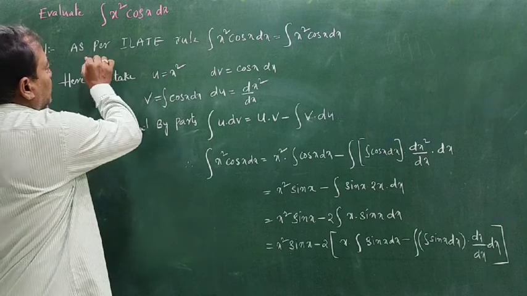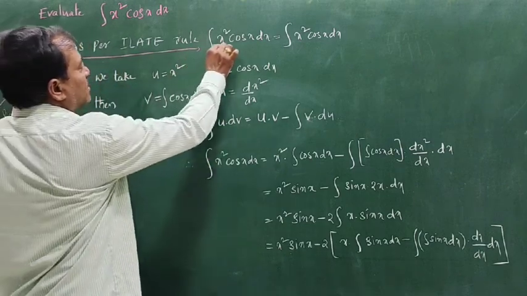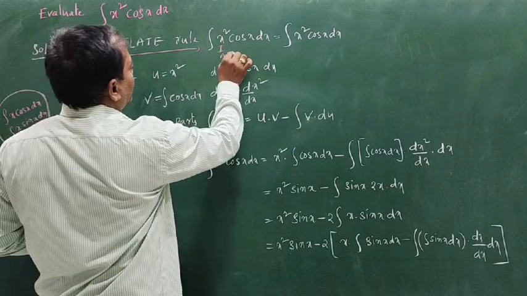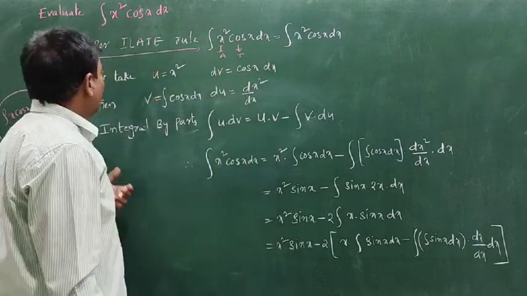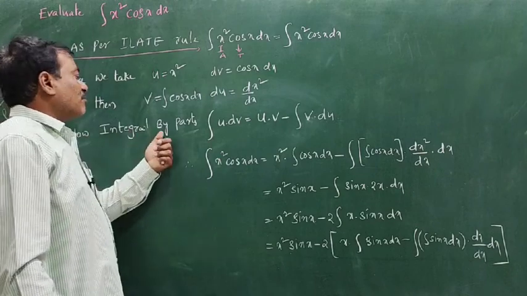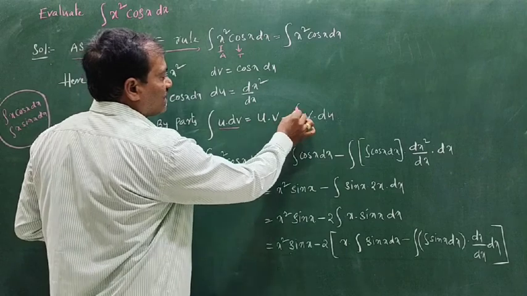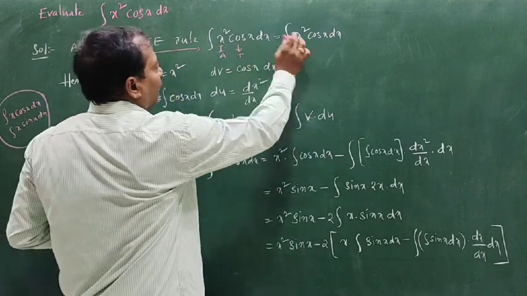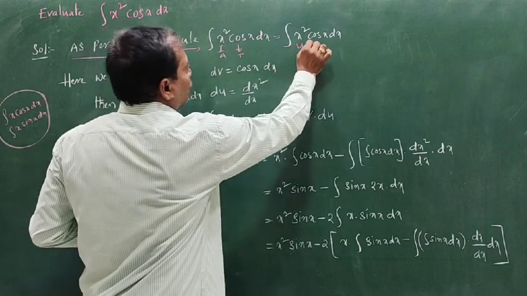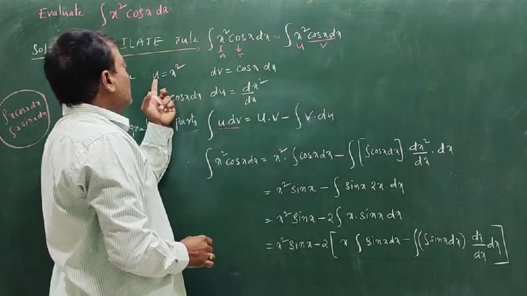Now as per the ILATE rule, here x square is an algebraic function and cos x is a trigonometric function. Yes, we have to write it as it is. Now integration by parts: integral u dv equals uv minus integral v du. From the given integration, we call the first function u and the second dv.